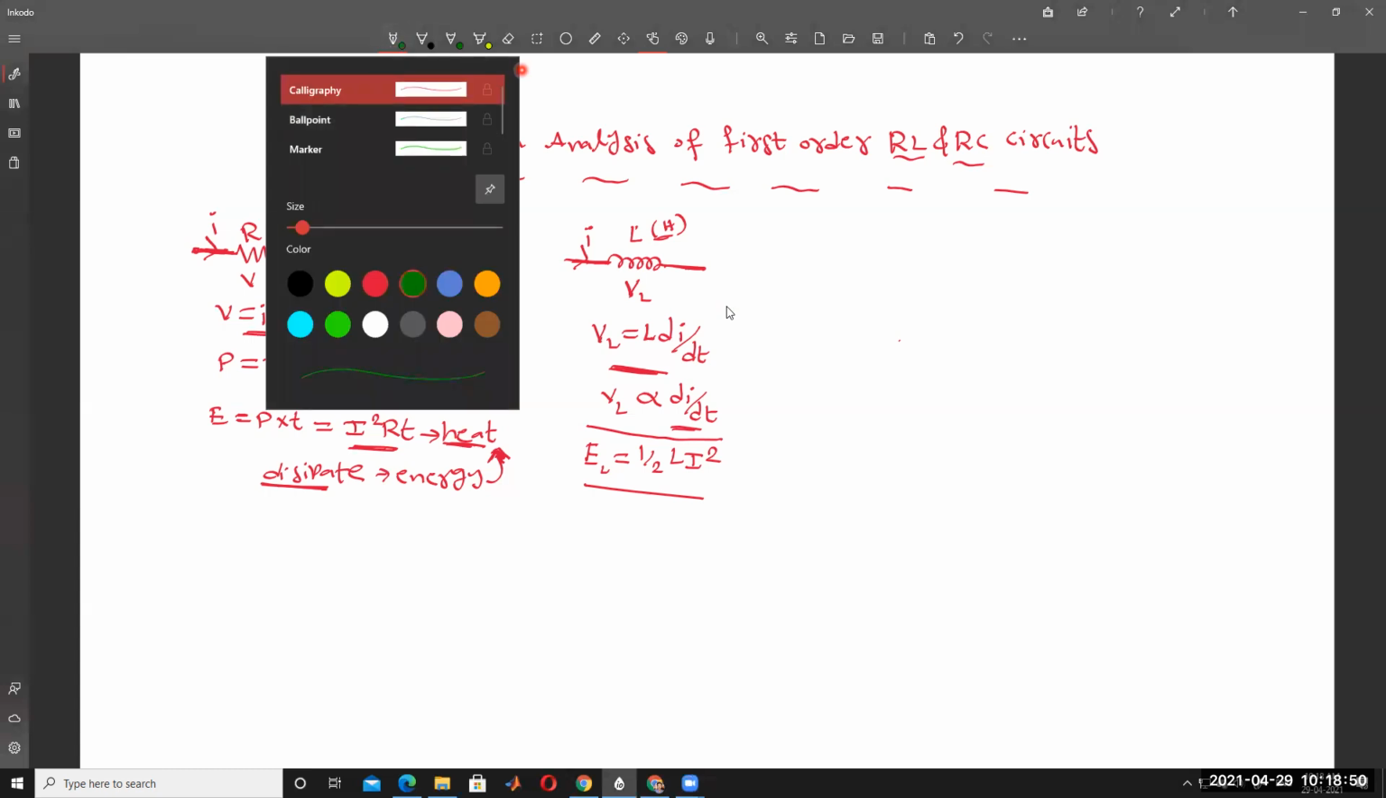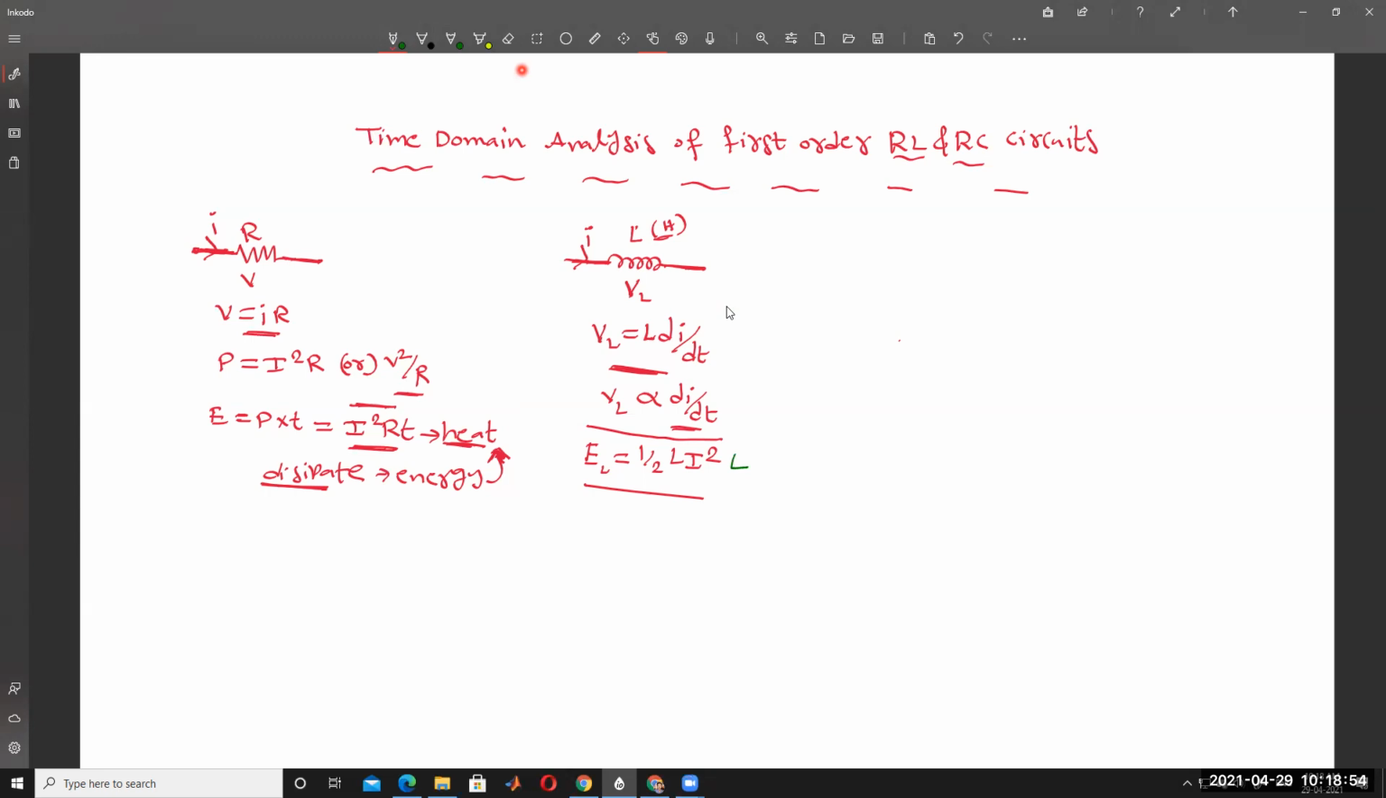Understood? Energy stored in the inductor is electromagnetic. So by using this inductor, we can generate the magnetic field. That means it stores the energy in the form of magnetic field. An inductor is nothing but just a coil. By using this coil, we can generate magnetic poles, north pole and south pole. That is, by using a coil, it is possible to create a magnet.